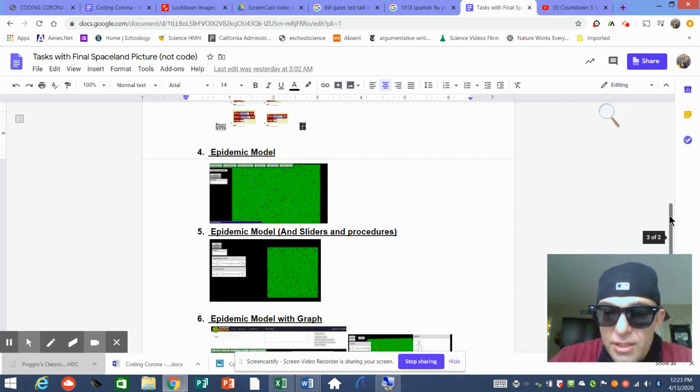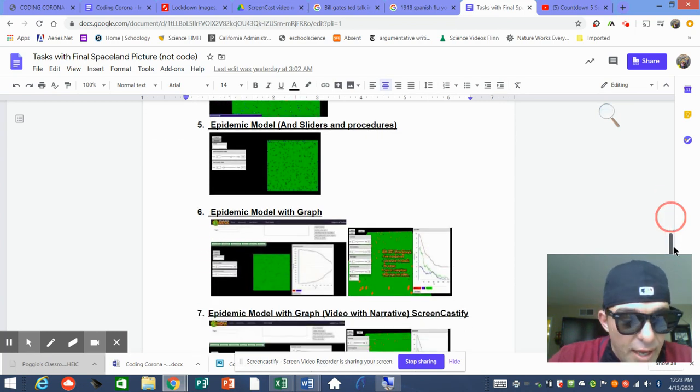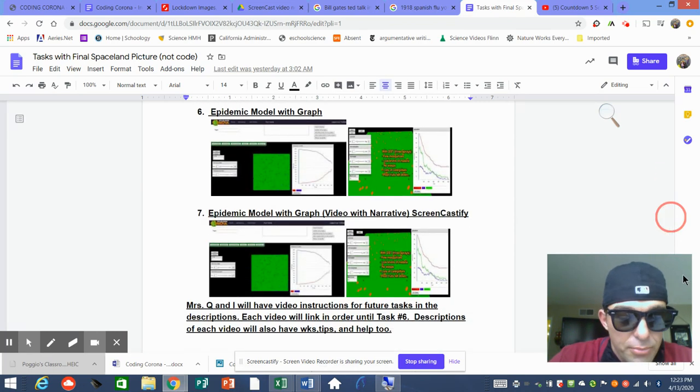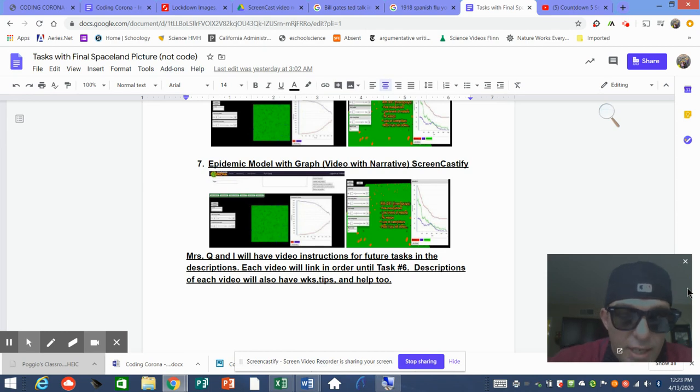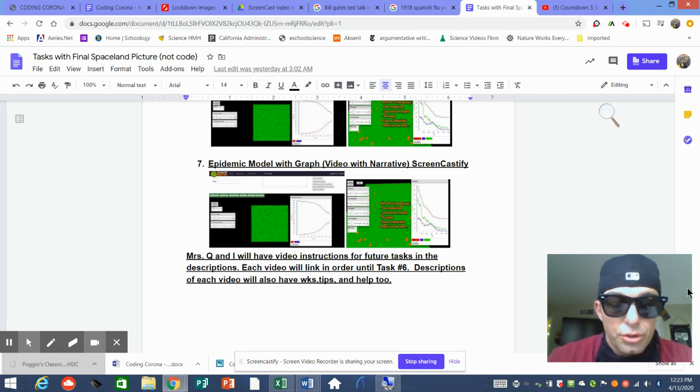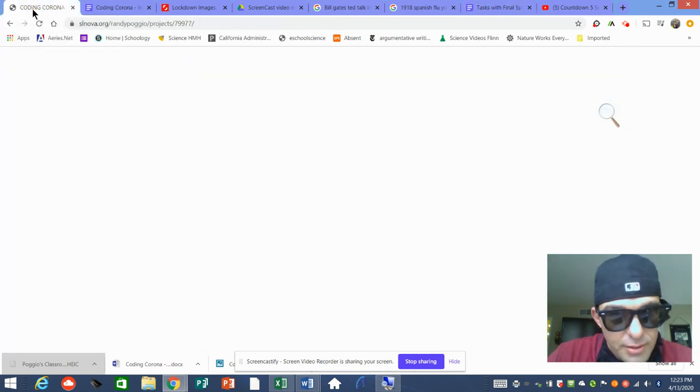And eventually task number six, you're going to be adding a graph. And this graph is going to collect the data from your models. And lastly, with task number seven, you will use Screencastify to record a video narrative, like what I'm doing now, your voiceover, of the theory of your spread of the coronavirus for the future. Remember, your goal is to match your research to your data, to your theory, to the code that you write.